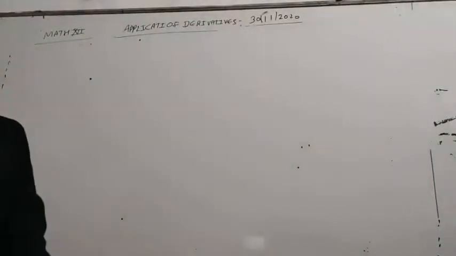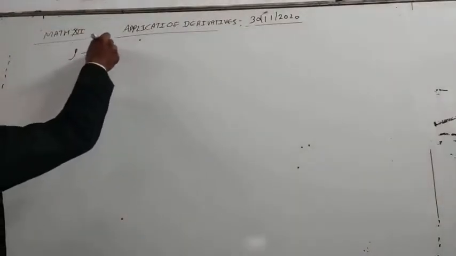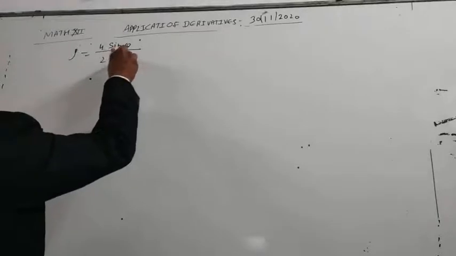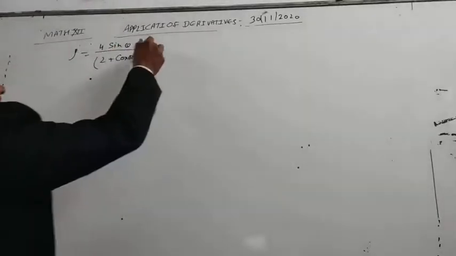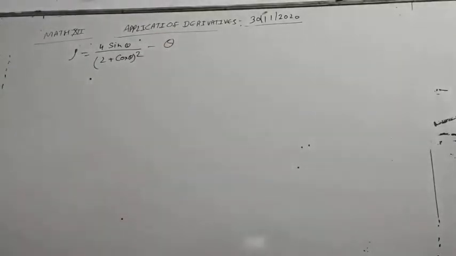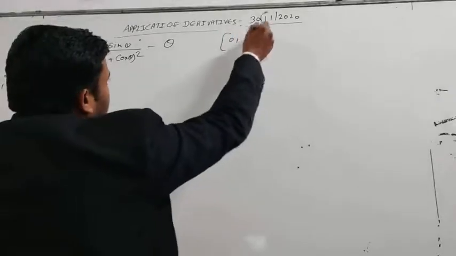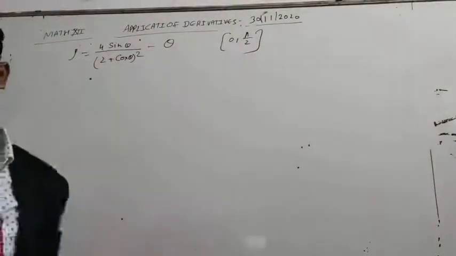Our next question is prove that y is equal to 4 sin theta upon (2 plus cos theta) whole square minus theta is increasing in the interval 0 to pi by 2. We have to prove that this curve is increasing in the interval 0 to pi by 2.